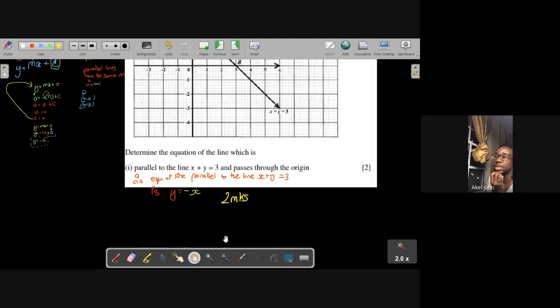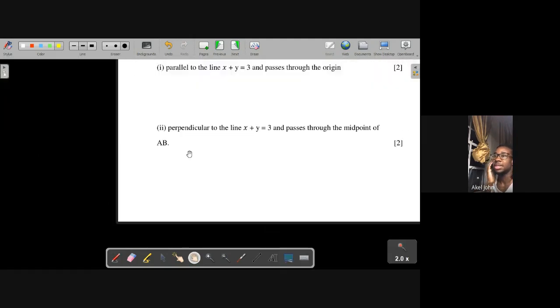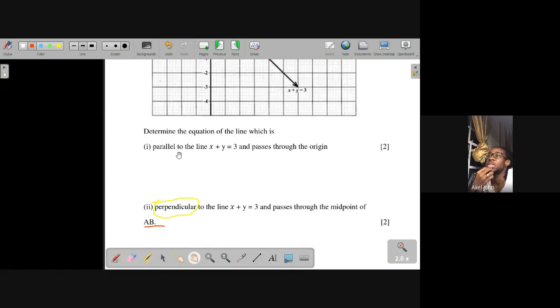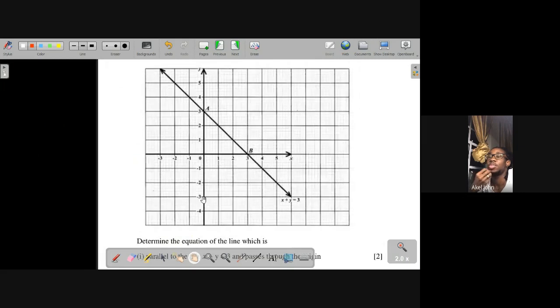Alright, so let's see what is the next question. It says perpendicular to the line x plus y is equal to 3, another keyword, perpendicular. And it passes through the midpoint of A and B. So we simply identified what the points A and B were. This is A and this is B, and it passes through the midpoint of those. The point A is (0, 3), and B was (3, 0).